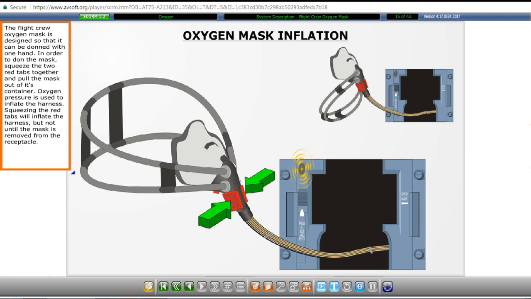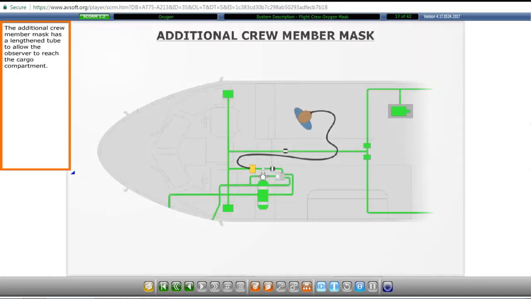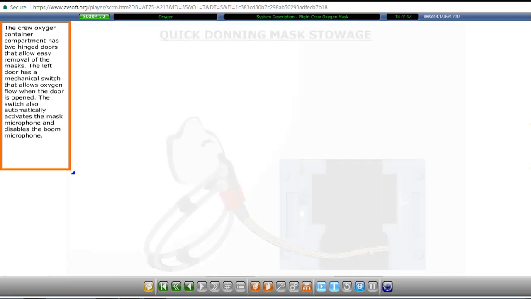Oxygen pressure is used to inflate the harness. Squeezing the red tabs will inflate the harness, but not until the mask is removed from the receptacle. Once the mask is placed over the nose and mouth, release the 2 tabs and oxygen pressure is removed from the harness. The harness collapses and maintains the mask in place. The additional crew member mask has a lengthened tube to allow the observer to reach the cargo compartment.